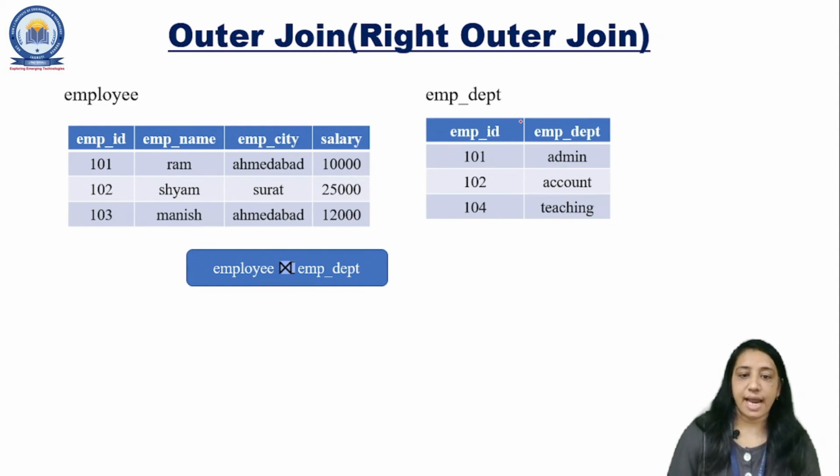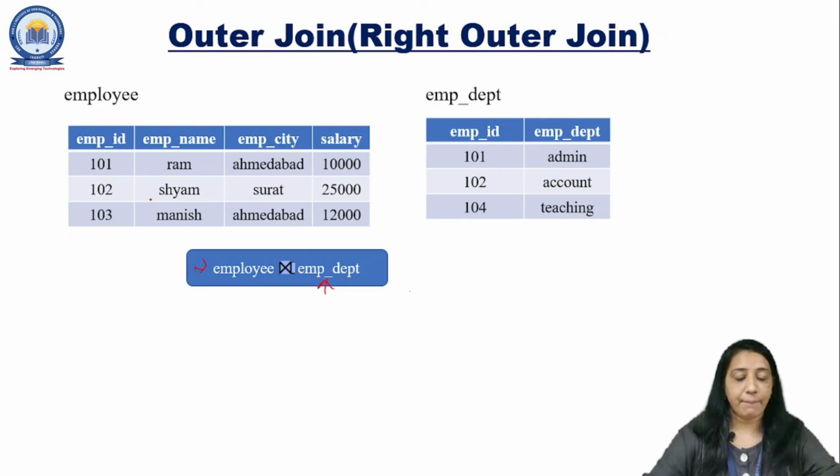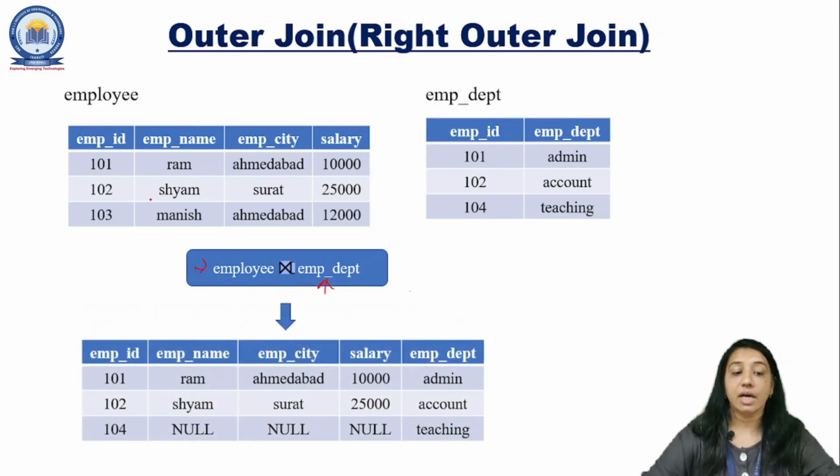You can see that if we do this operation, the right side table is this employee department. In that one, there are 101, 102 and 104. So 104 is not here in the left side. What happens? It will place a null value for each attribute, that means employee name, employee city and salary. These are all null. So this is the right outer join.